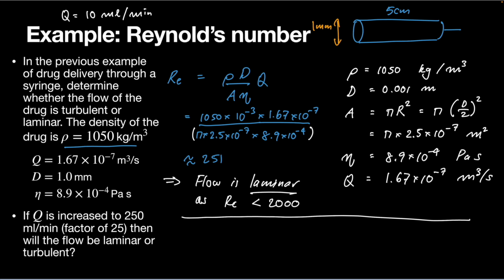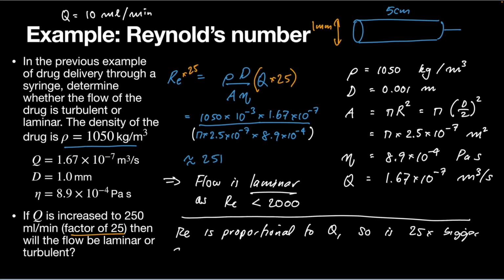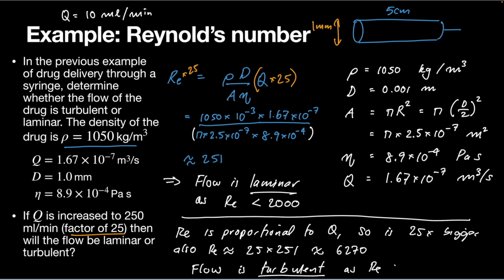What I basically said here was my flow increases by a factor of 25. So essentially we're taking this Q here and replacing it with a new one, which is 25 times bigger. You can see that the effect this will have on the equation is to multiply the Reynolds number by 25 as well. So we'd say Reynolds number is proportional to Q, so it is 25 times bigger also, which means our Reynolds number will be approximately 25 times 251, which gives me about 6,270. Remember, there's no units, so it's just the number. And this is greater than 3,000, so flow is turbulent, as the Reynolds number is greater than 3,000.